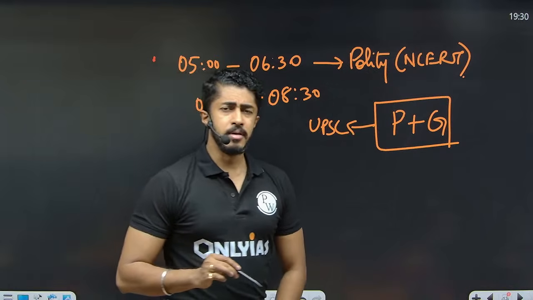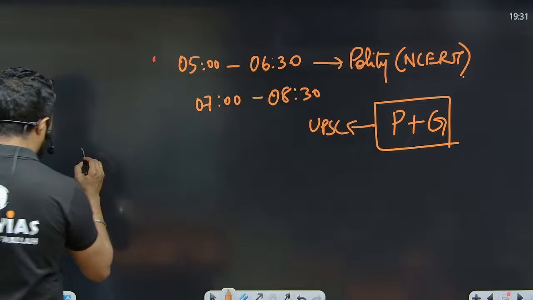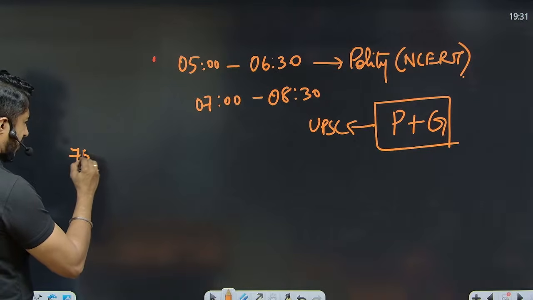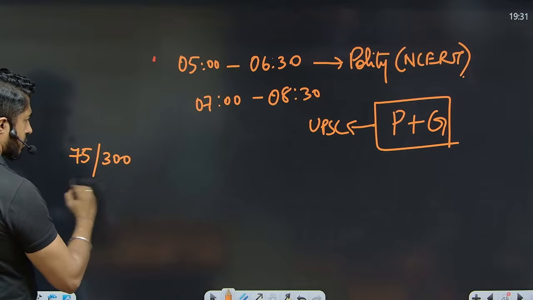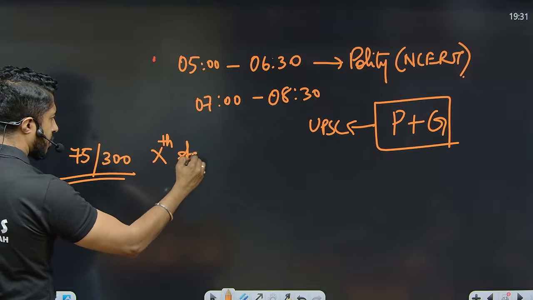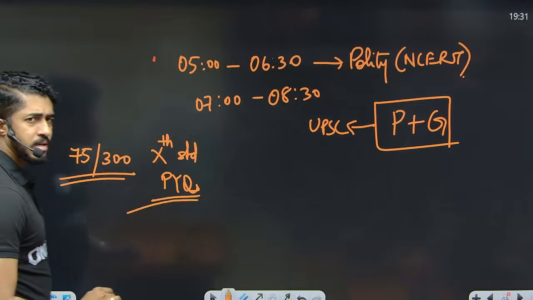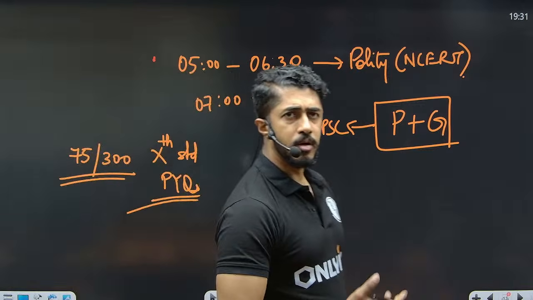Language paper. See, I don't know why people are making such a fuss about the language paper. Language paper, you need to score, I think, 75 marks out of 300. Please visit, it is only 10th standard level. Please visit the PYQs. You will understand it is very easy. It is not so difficult and all.